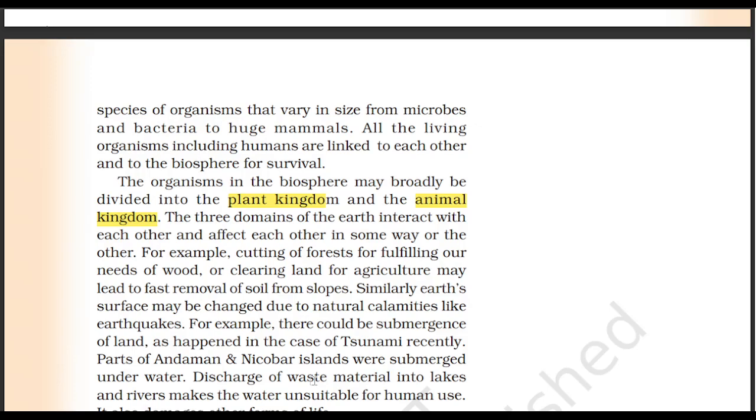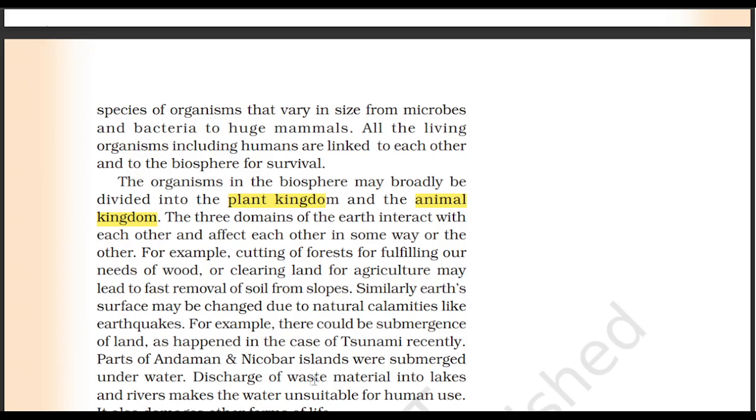Discharge of waste material into lakes and rivers makes the water unsuitable for human use. It also damages other forms of life. Means when we are putting our waste into the sea or river, we are harming ourselves as well as the forms of life living in the water.